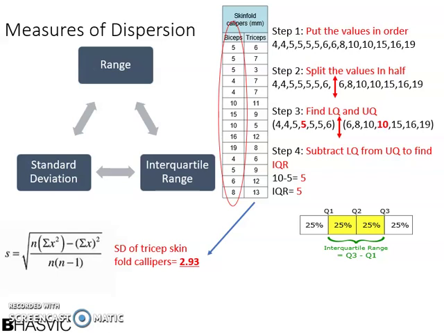The steps to finding the interquartile range are as follows. First of all, you need to put all of the values of the data set in order. As you can see from my example on the screen, I used the biceps skin fold caliper data of 14 gymnasts. Once you put the data in order, you split the data into two by marking the middle of the data. You then need to find the lower quartile and upper quartile from the split data. The lower quartile is the median of the lower half of the split data, and the upper quartile is the median of the upper half.